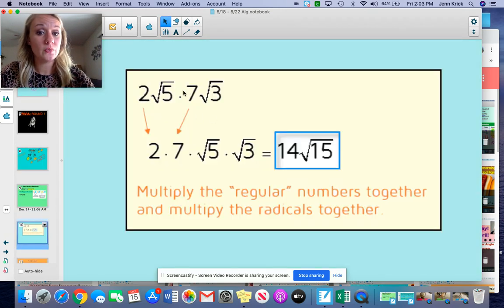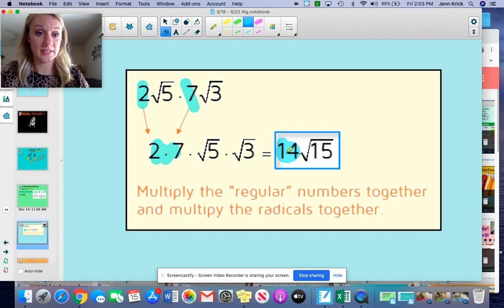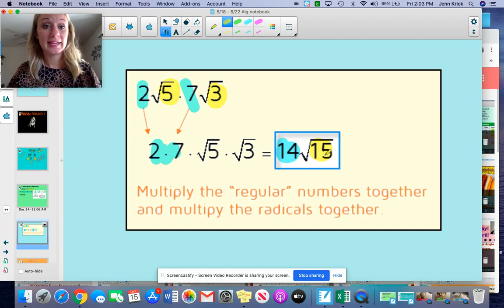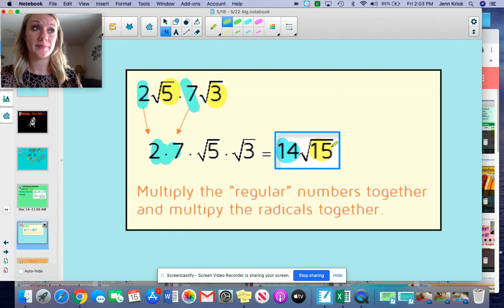So let me show you. If I did 2 rad 5 times 7 rad 3, the first thing that I want to do is just multiply my integers on the outside. That gives me a product of 14. Then I'm just going to multiply whatever's underneath my radical signs. 5 times 3 gives me 15. And here I am. I cannot simplify 15 any further because it would just be like rad 15, rad 1, or rad 3, rad 5. You can't pull out any perfect squares. So this is the simplified expression.